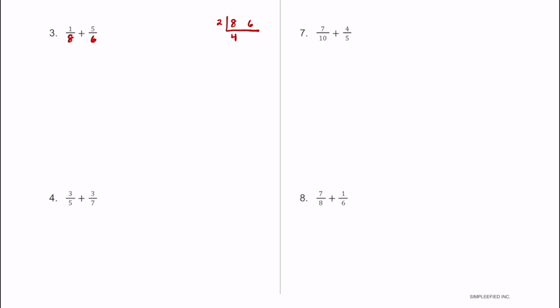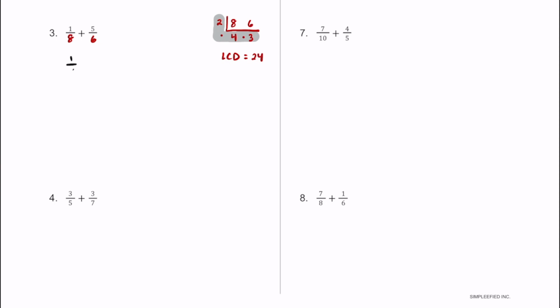2 times 4 is 8, 2 times 3 is 6. Now 4 and 3 have nothing in common, so if we go ahead and multiply these outside numbers, we're going to get the LCD. 2 times 4 is 8, 8 times 3 is 24. So the least common denominator, the first time these numbers meet, is going to be 24.